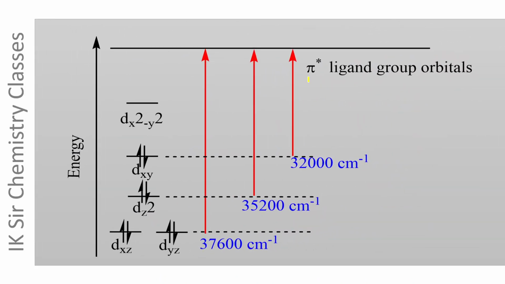These are pi star ligand group orbitals, which are produced by the linear combination of pi star MOs of 4 CN- ions, which are present in the complex compound under consideration, [Ni(CN)4]2-. These are the pi star ligand group orbitals of 4 CN- ions, and these are vacant.